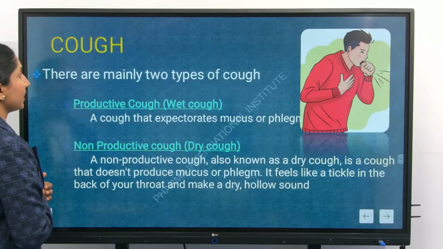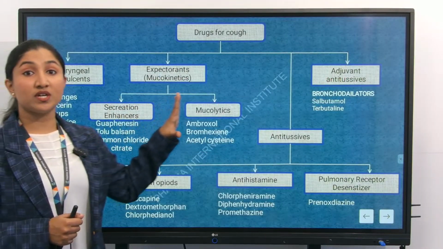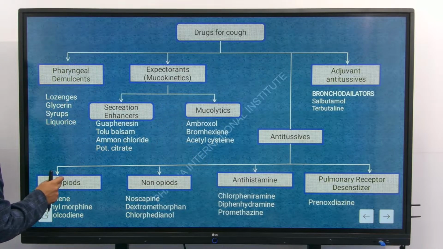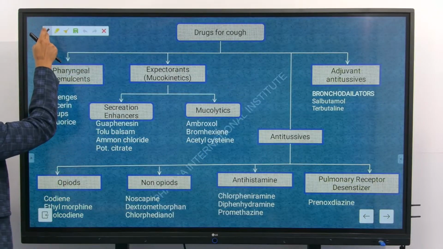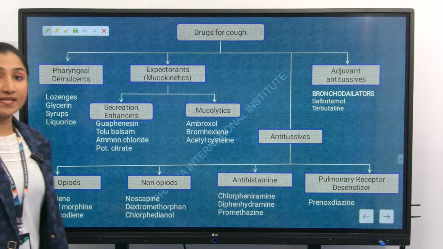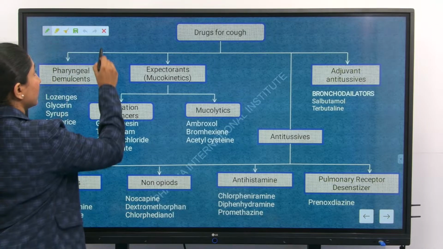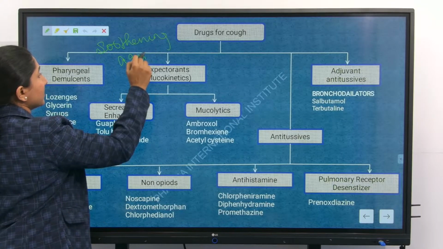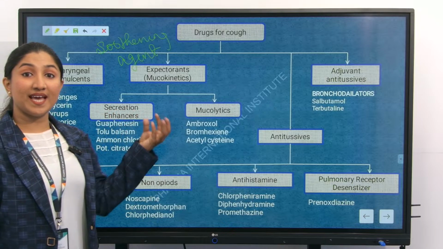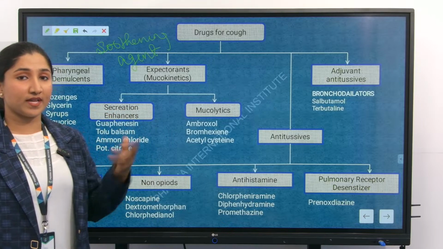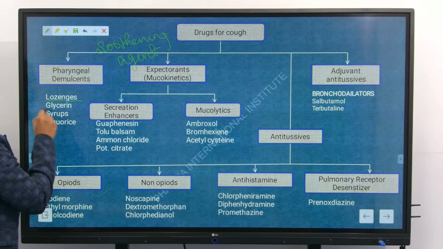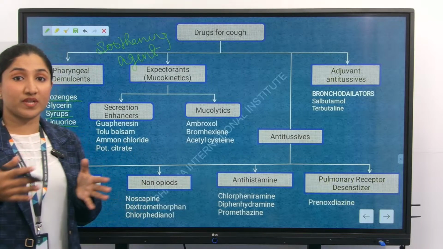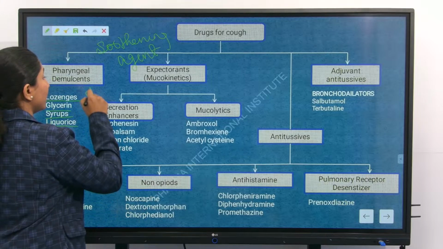Now, here we are going to see the drugs that are used to treat cough. The first class of drug is the pharyngeal demulcents. Pharyngeal demulcents are soothing agents. Like I told you, cough is basically an irritation at the back of your pharynx. So these soothing agents like lozenges, glycerin, syrups, as well as licorice help to soothe that mucosal layer and prevent the irritation. So usually it is for the dry cough.